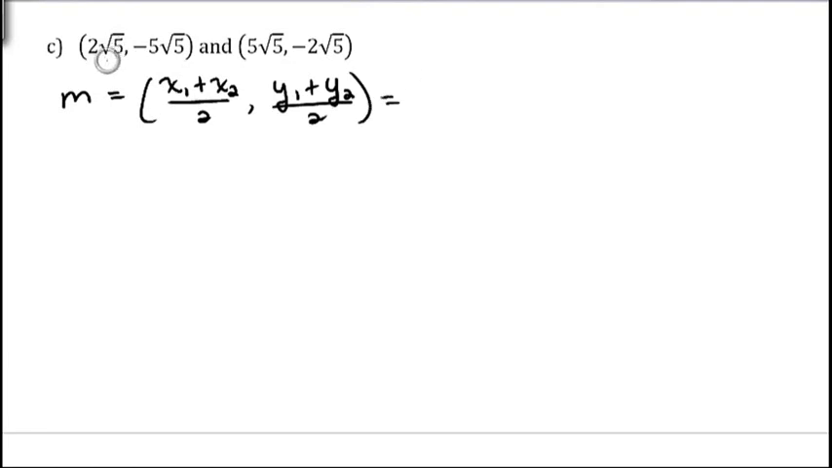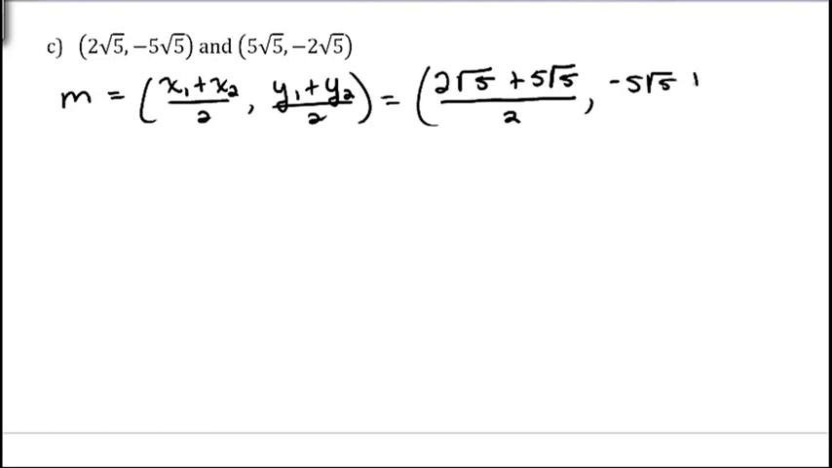So we have 2 square root of 5 plus 5 square root of 5, and divide that by 2. And then the y-coordinate is negative 5 square root of 5 plus negative 2 square root of 5, and divide that by 2.